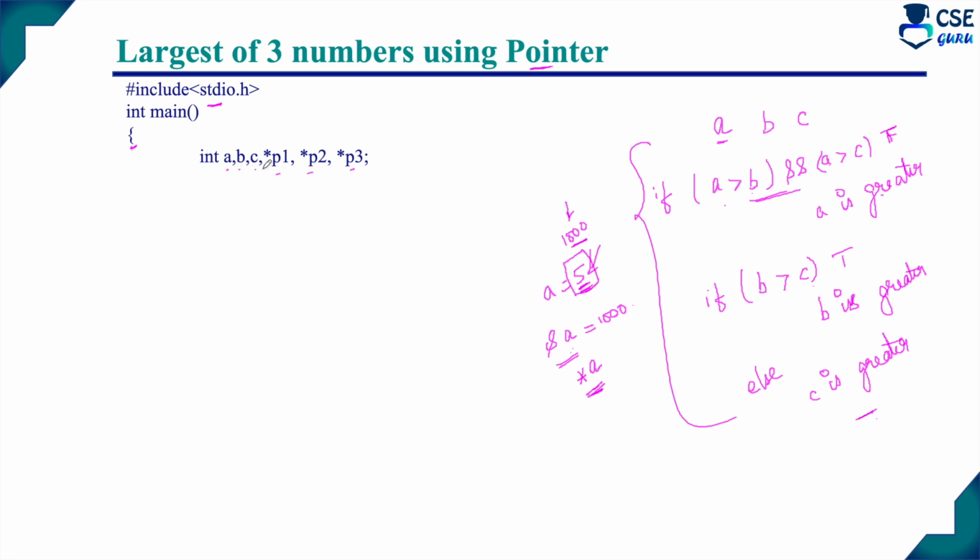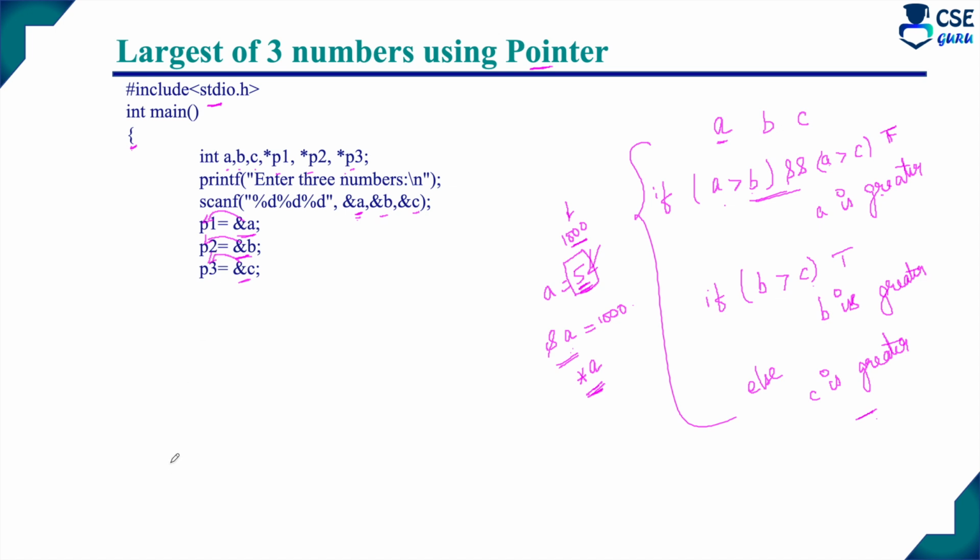So A, B, C are normal variables, and star P1, star P2, star P3 are the pointer variables. And then here, enter three numbers. We have to input three numbers here using printf and scanf statements, enter three numbers A, B and C. Next, the address of A, that is the memory location of A, is stored in P1, the address of B is stored in P2, and the address of C is stored in P3. And then check the condition.